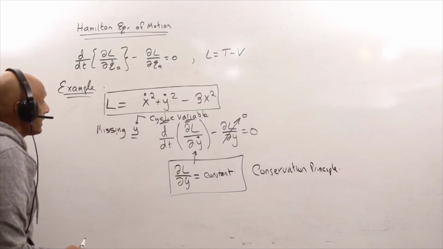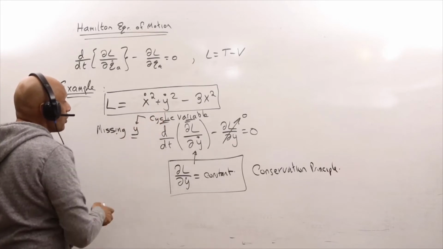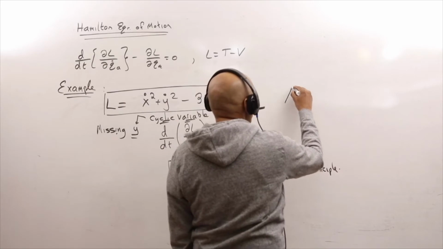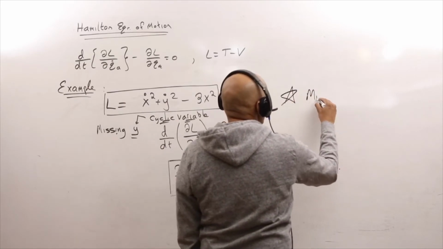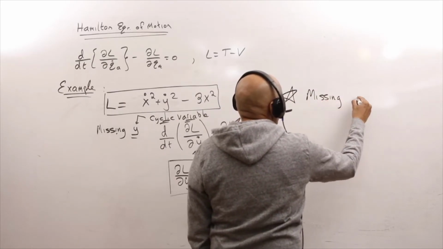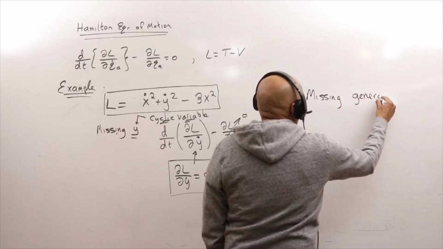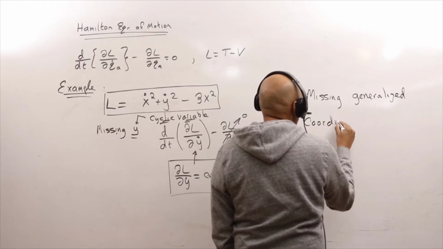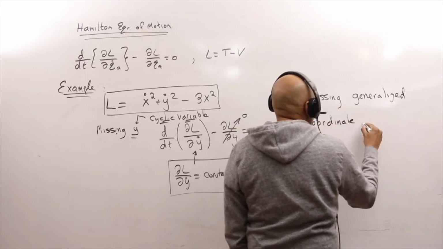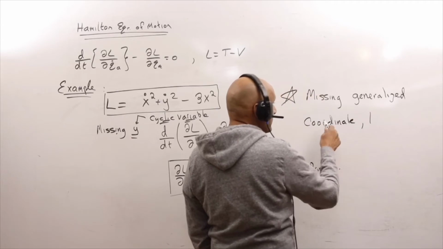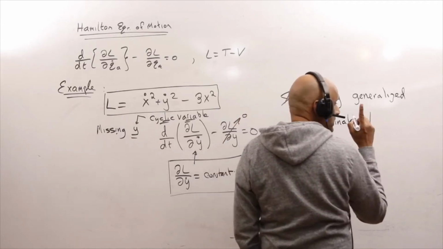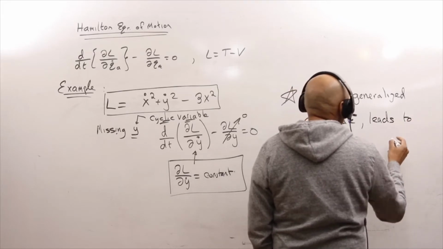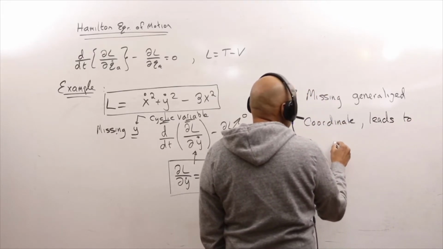So the idea is that if you're missing one of the generalized coordinates, we get a conservation principle. Let's just write this down to make sure we understand this. A missing generalized coordinate is referred to as a cyclic variable. The existence of a cyclic variable leads to a conservation.